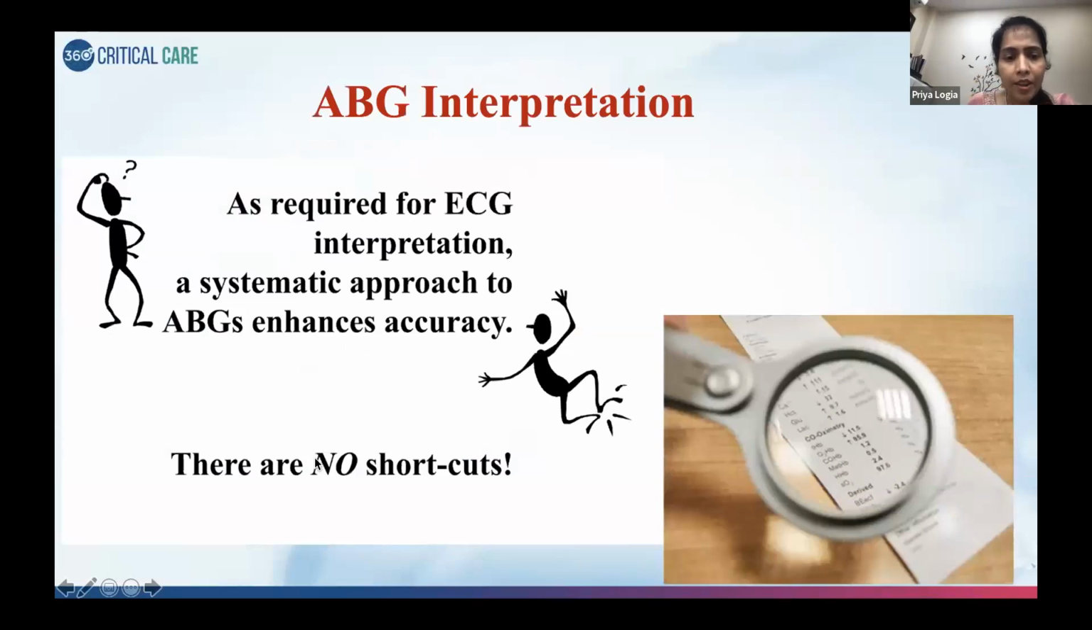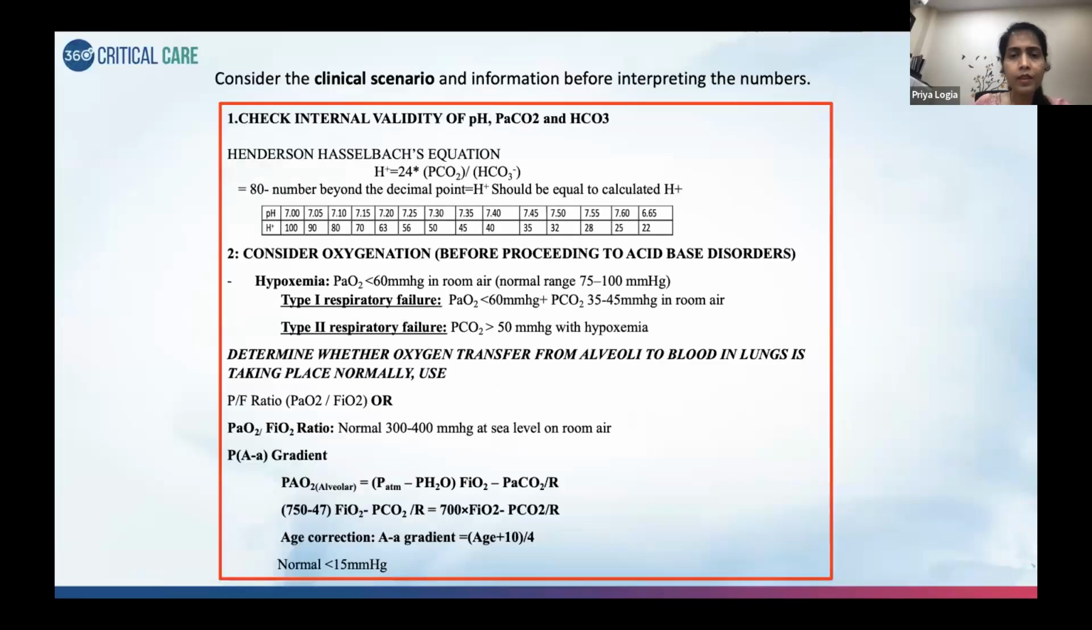So ABG interpretation, this also needs a stepwise approach similar to your ECG. There are no shortcuts, okay? Similar to the ECG, always look into, as I told you, the name, why it was taken, the clinical scenario. Here also always interpret with the clinical scenario. That is something very, very important. When you're interpreting the ABG, consider two aspects. One is oxygenation, the other one would be the acid-base aspect, okay?